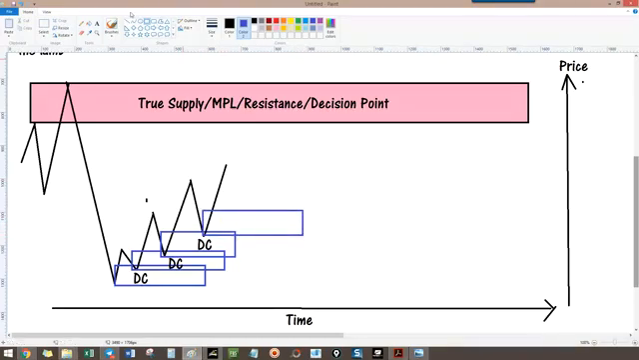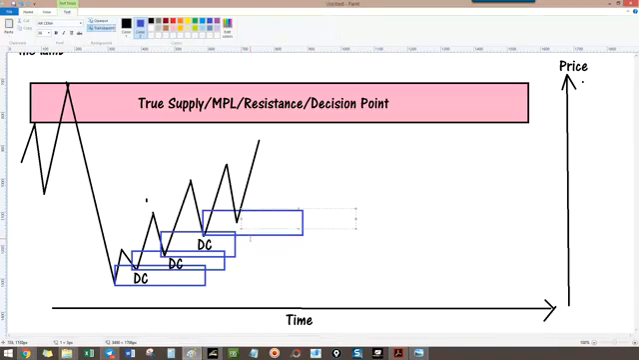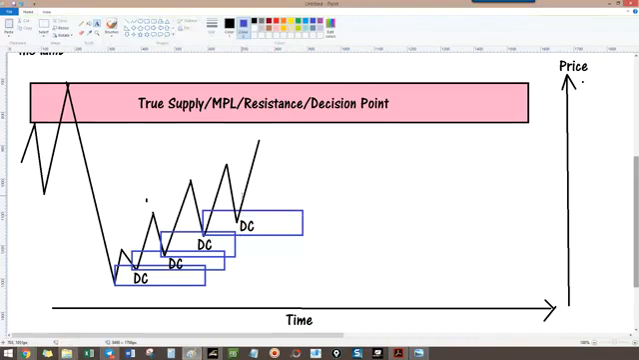And then price shoots down again. It's spiking while moving north, while moving toward this true supply, true MPL, true resistance or decision point. It's spiking the demand zone. It spikes, spikes, spikes, then it spikes here and then went up again. So we have over here another demand clear, DC. And over here we have new demand, the drop base rally.